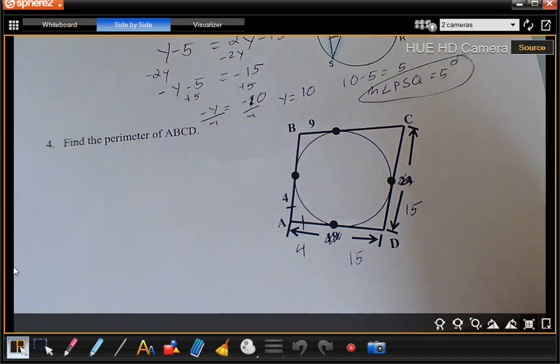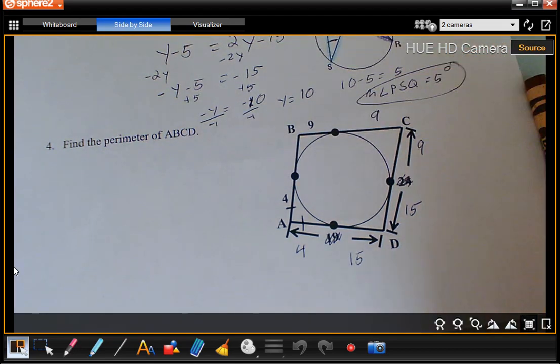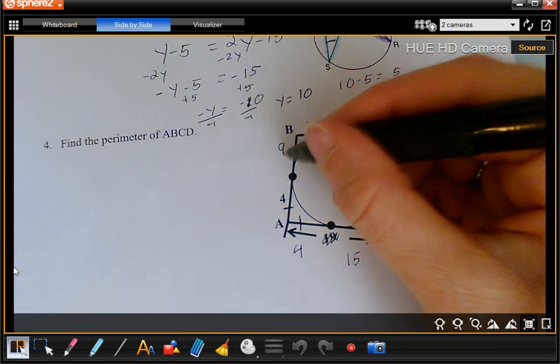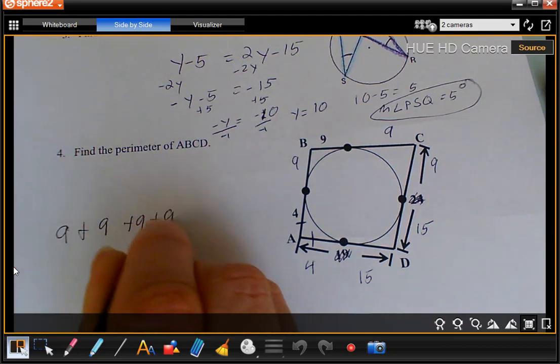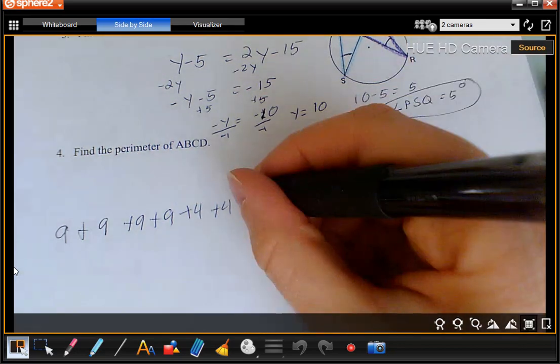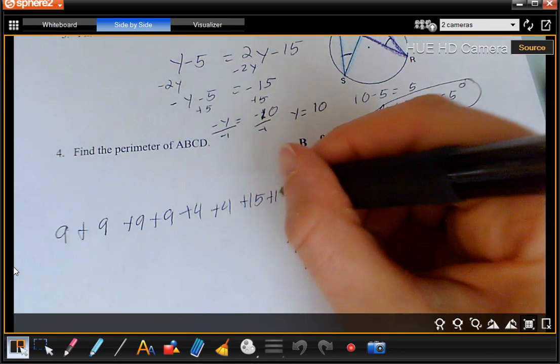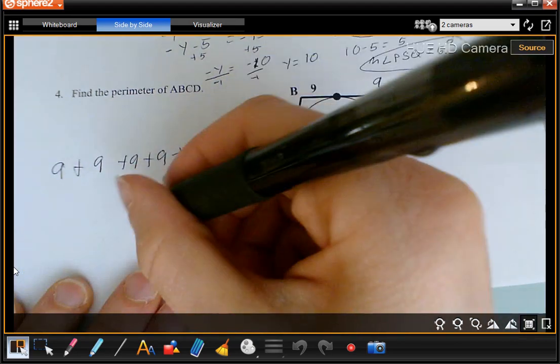24 minus 15 is 9. So these are 9. Okay, so this is also 9. So now I can just add all these up. 9 plus 9 plus 9 plus 9 plus 4 plus 4 plus 15 plus 15 ends up equaling 74. 74 is my perimeter.